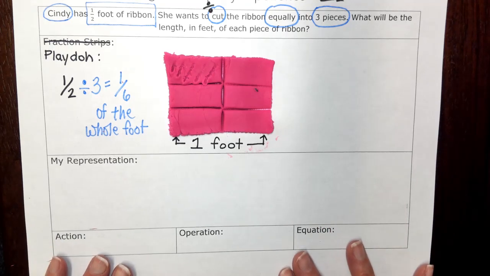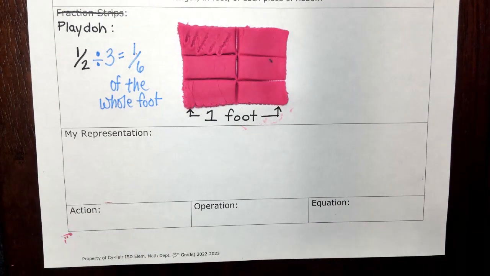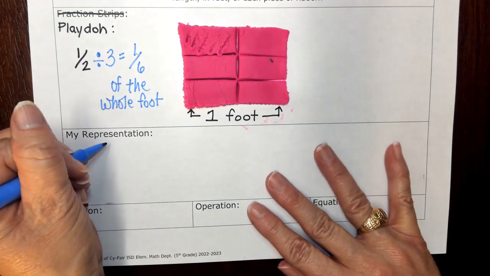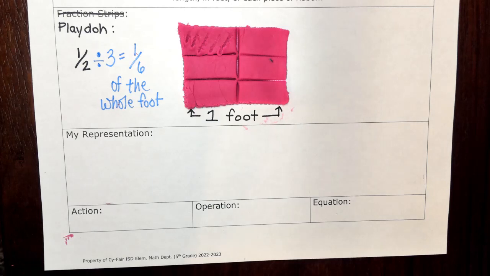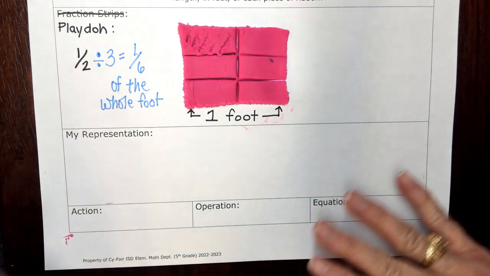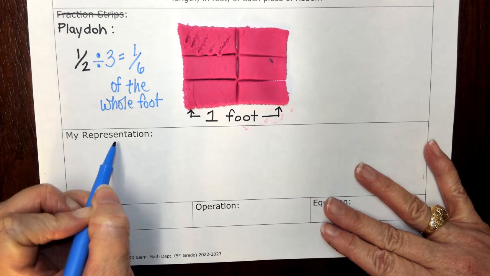So we know now that if we can do it with Play-Doh, we should be able to do it with my representation. I wish that I could give you Play-Doh on your test. I wish that I could give you Play-Doh on the STAR test, but I cannot. But you can certainly draw all the pictures you want. So that's why pictures are super important to know how to draw. So my representation is a fancy way of saying my drawing.